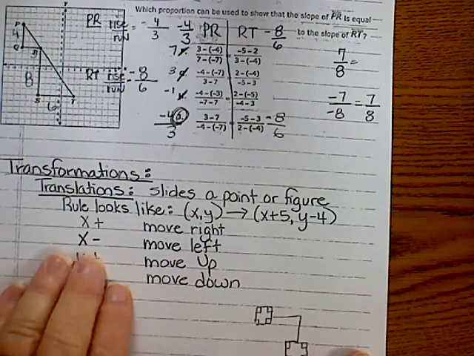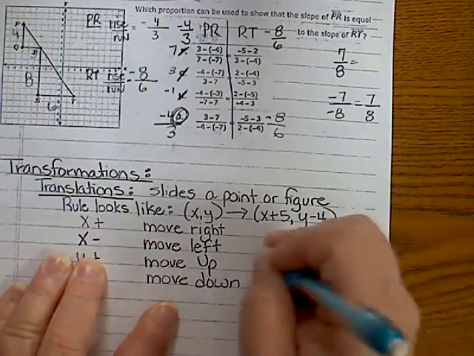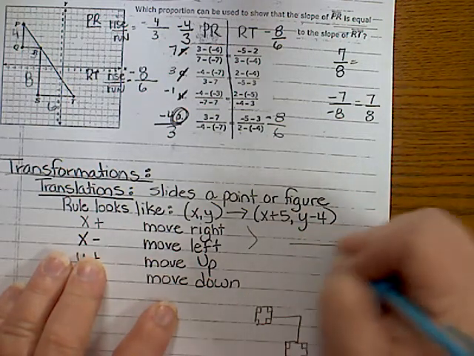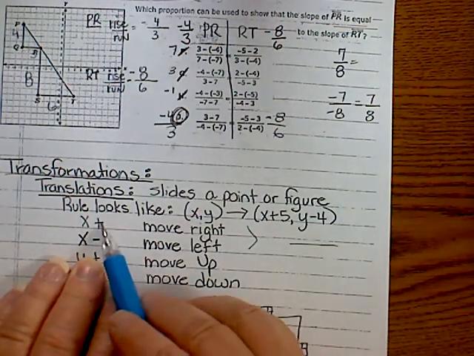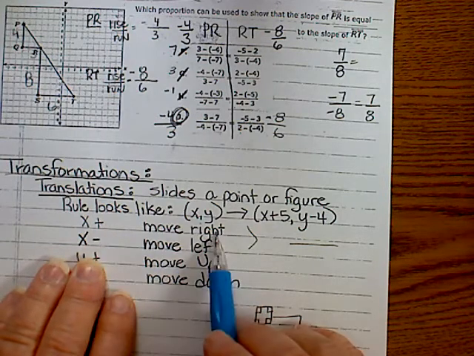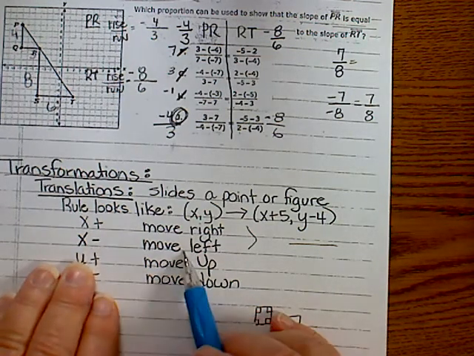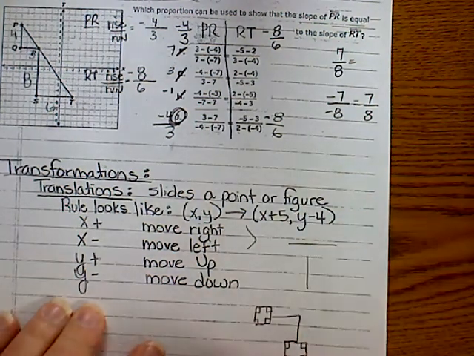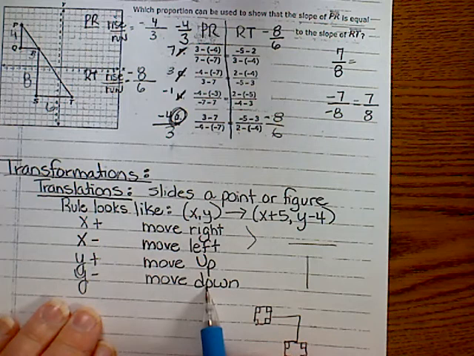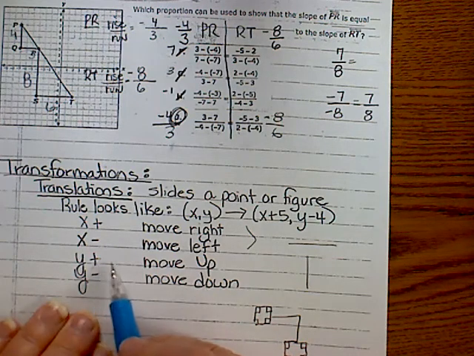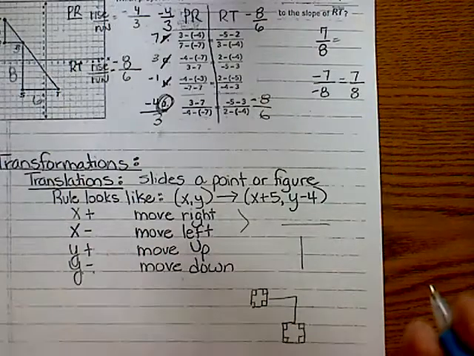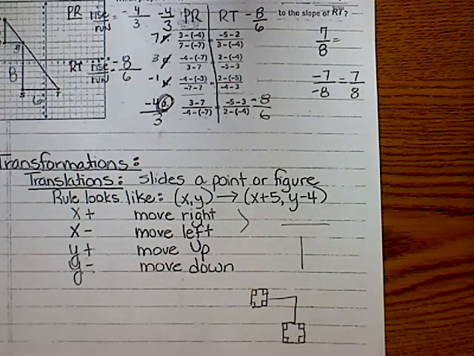And on your X, because your X-axis only moves horizontally, your X is only going to move left or right. So if it's an X plus, whatever number it is, it's moving right. If it's an X minus, it's moving left. Your Y, on your Y-axis, it only moves up or down. So that means that Y plus is moving up, Y minus is moving down. So transformations, all they do is slide a figure on the coordinate plane. Okay?